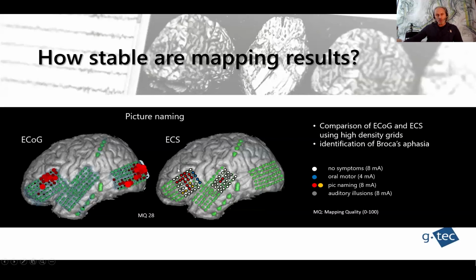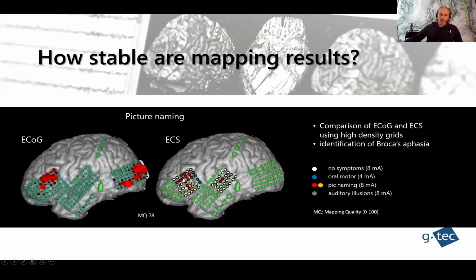But here you can see that the neurosurgeon or neurologist is always stimulating pairs of electrodes. When he is stimulating, for example, these two ECoG electrodes, he marks them in red. The current flows from one electrode to the other, and somewhere between these two electrodes the cells are stimulated. In this case, it was identified as picture naming. This means when the neurosurgeon turned up the current to 8 milliamps, the patient could not name the picture anymore. And this identifies the region as Broca's area, the expressive language area.